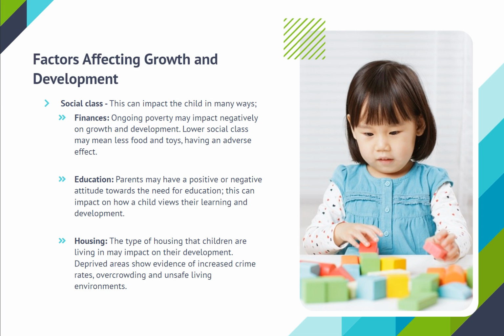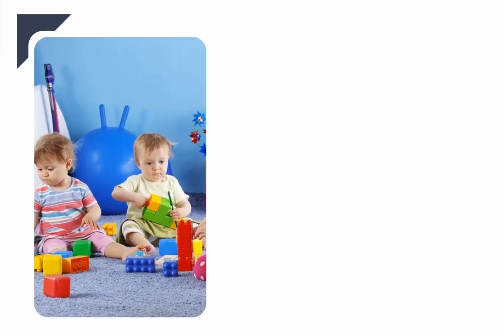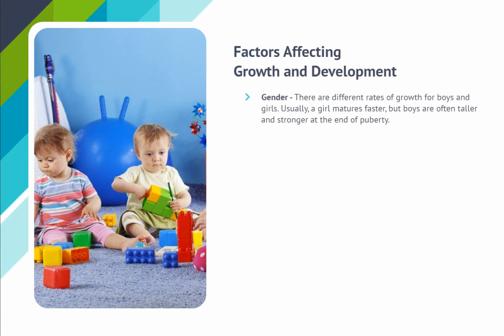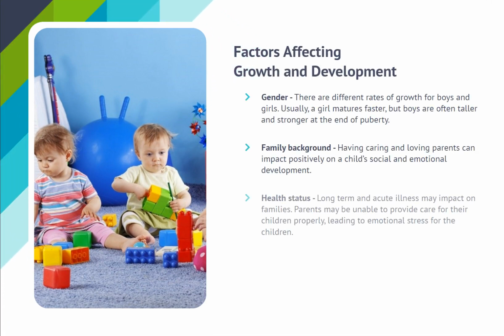Education. Parents may have a positive or negative attitude towards the need for education. This can impact on how a child views their learning and development. Housing. The type of housing that children are living in may impact on their development. Deprived areas show evidence of increased crime rates, overcrowding, and unsafe living environments. Gender. There are different rates of growth for boys and girls. Usually, a girl matures faster, but boys are often taller and stronger at the end of puberty.